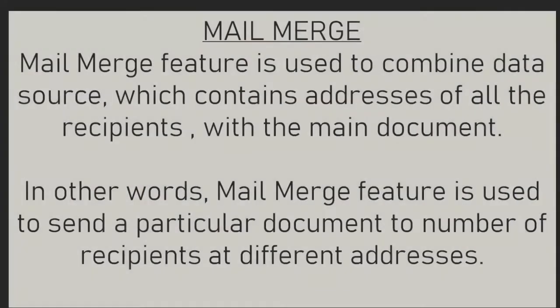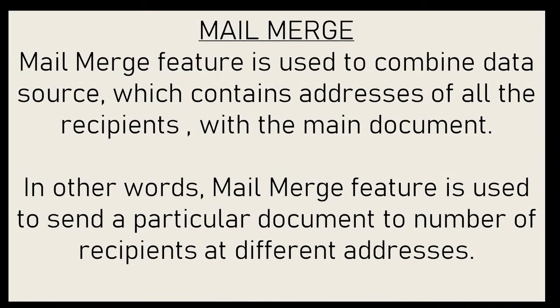So let's begin. First we have to understand what mail merge is. The mail merge feature is used to combine a data source, which contains the addresses of all the recipients, with the main document. In other words, the mail merge feature is used to send a particular document to a number of recipients at different addresses. So when you create a document, you can send that document to different people at the same time using the mail merge feature.